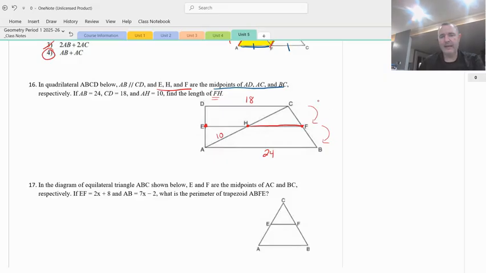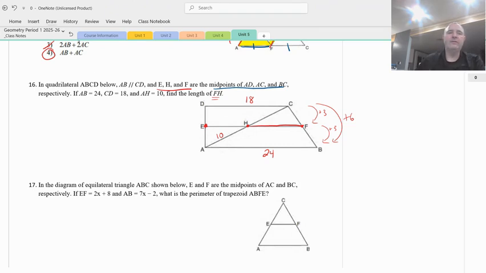And you would say, well, to get to 18 to 24, I have to add 6. So if I added 3 and 3, then I could figure out the length of this whole line, right? It's just 21. But we don't know where H is on this line. That's the problem. It's not in the middle. It doesn't say H is the midpoint of EF. So we get a little stuck there.